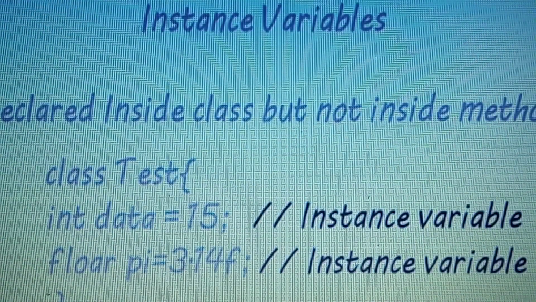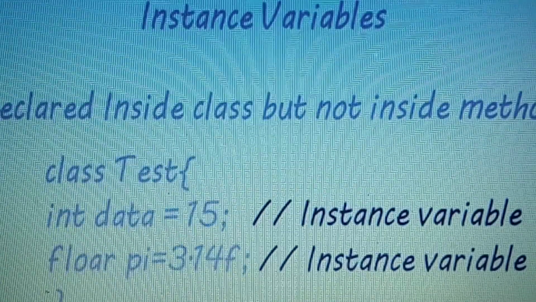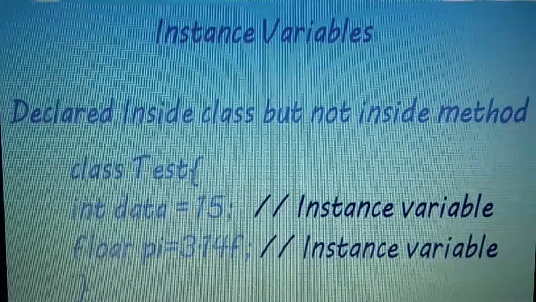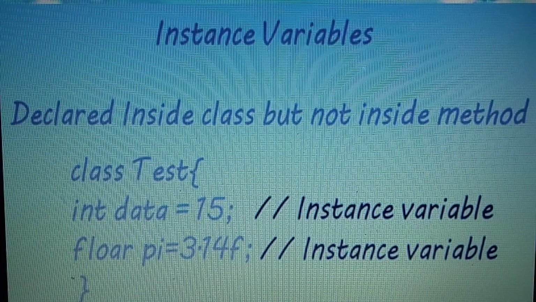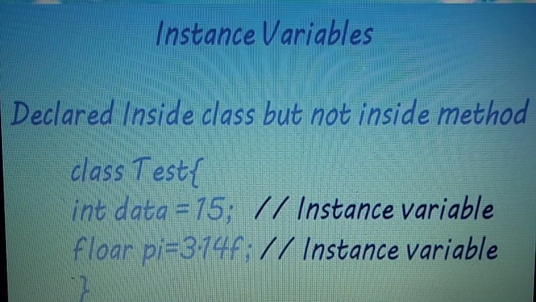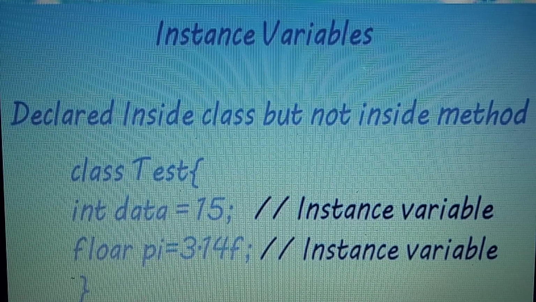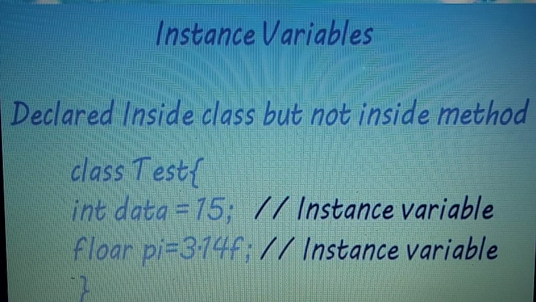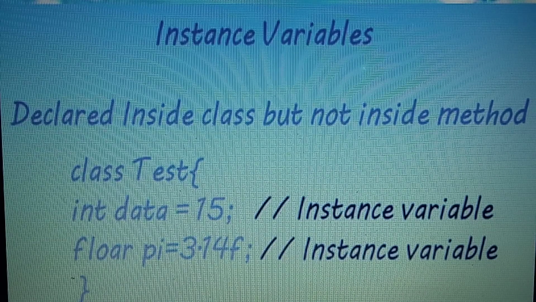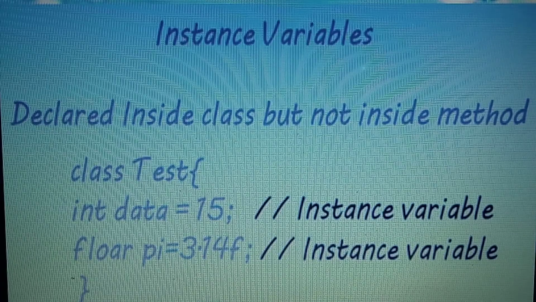What is an instance variable? A variable declared inside a class but not inside a method. For example, let's create a class Test with two instance variables, int data and float. These variables are declared inside the class, not in a method, so these are instance variables.